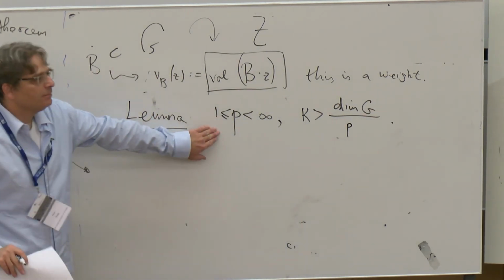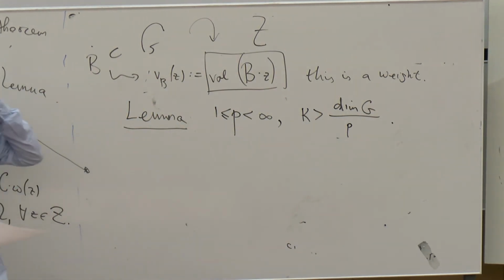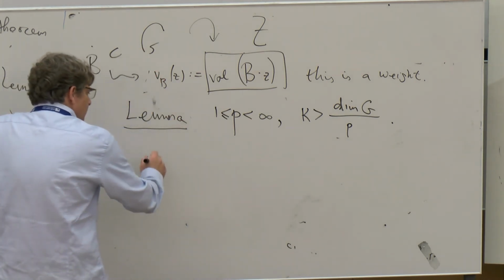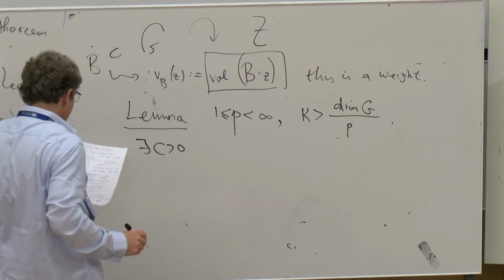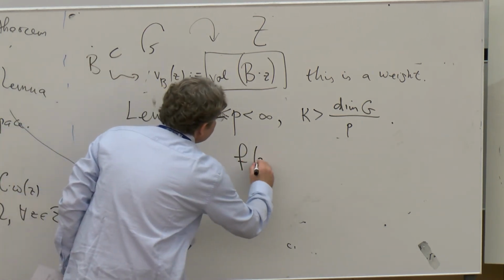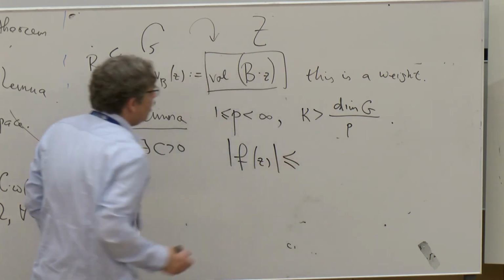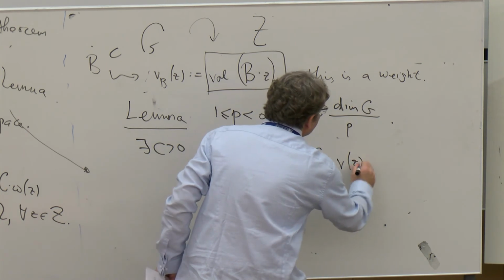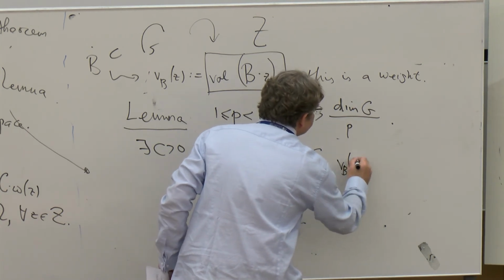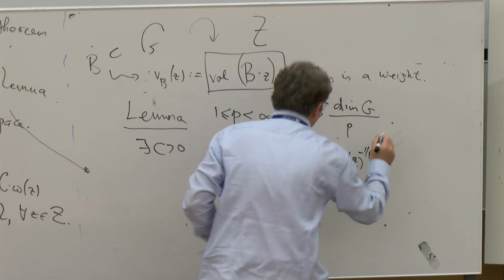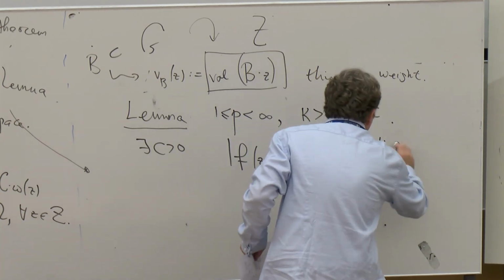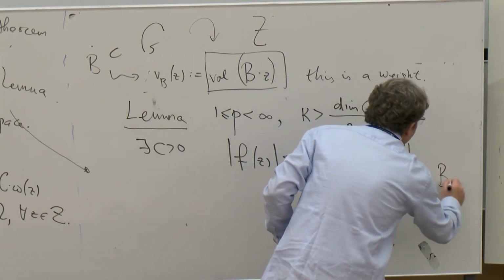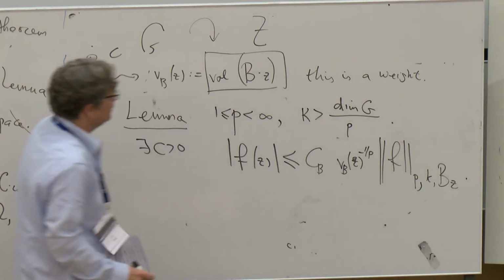Okay, so you fix a P because you are going to work with LP functions. Joseph worked with L2, but it's okay. Then there exists a constant C with the property that the point evaluation at every point is dominated by some constant times the volume of this ball to some power, which is minus 1 over P, times the LP Sobolev norm. So you need to take K derivatives restricted to this compact set BZ.